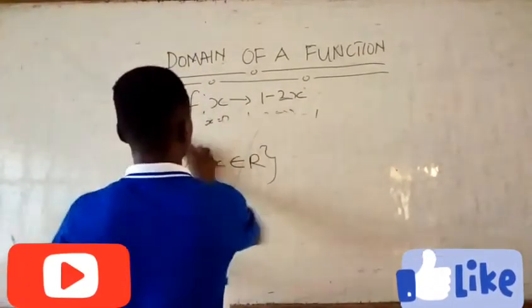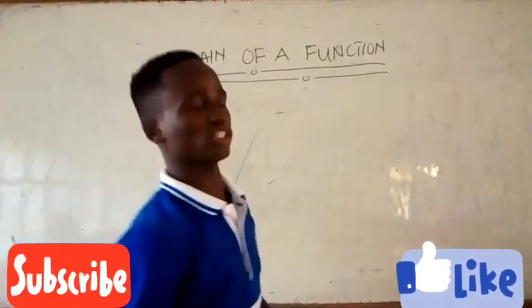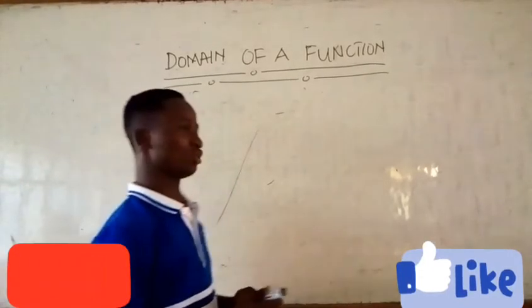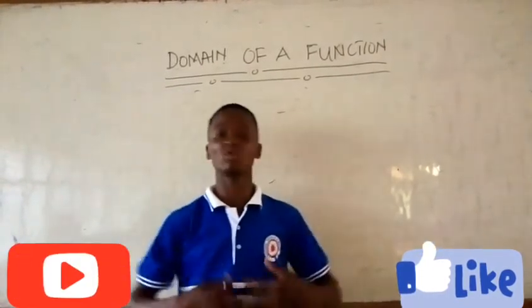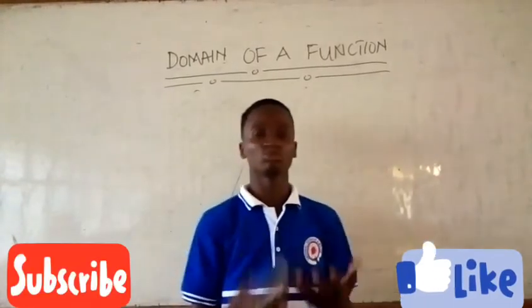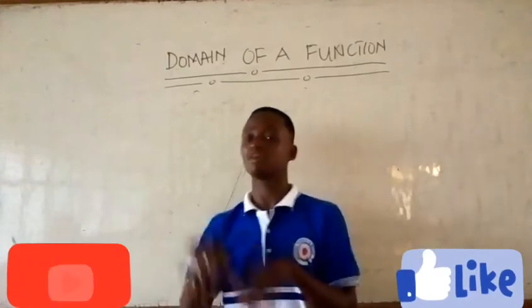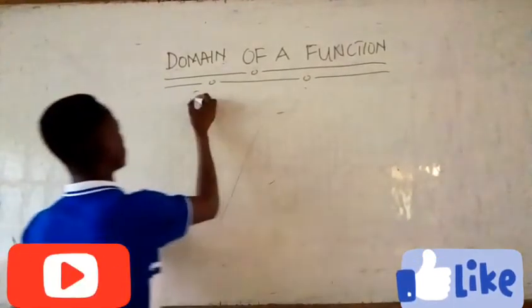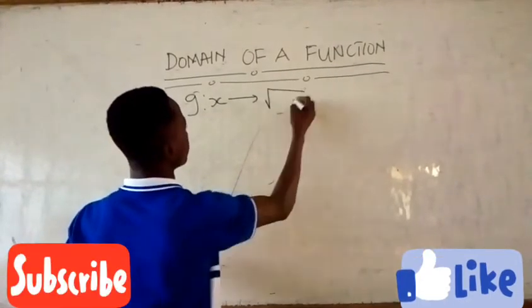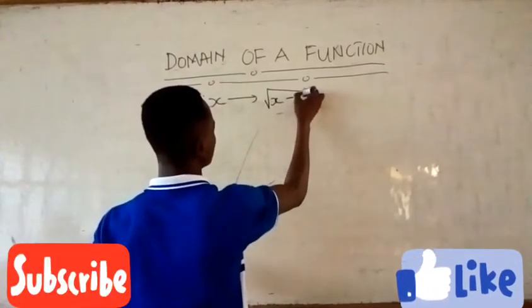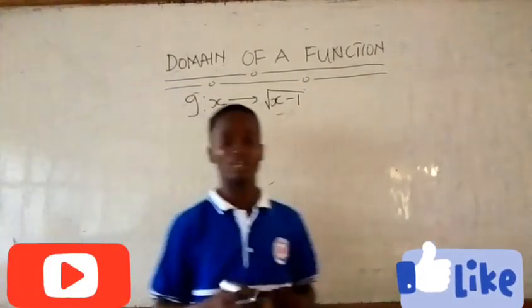Now the other way is that some questions contain roots, and what you should know is that if you have a negative number in the root, then it will be undefined. So what do you do so that the set of values you get will not give a negative number in the root? So we are also doing a question like this: square root of x minus 1.